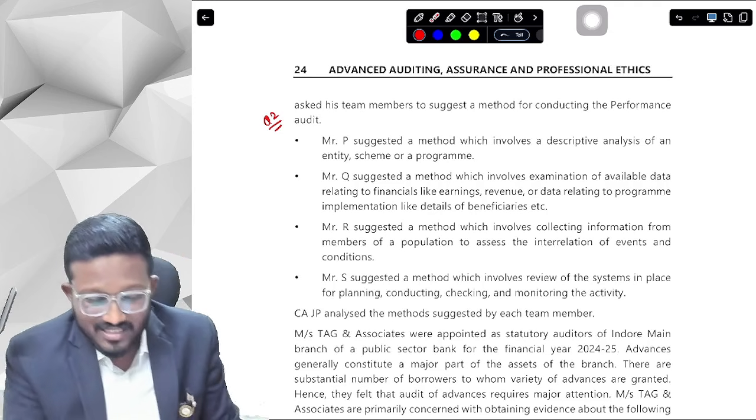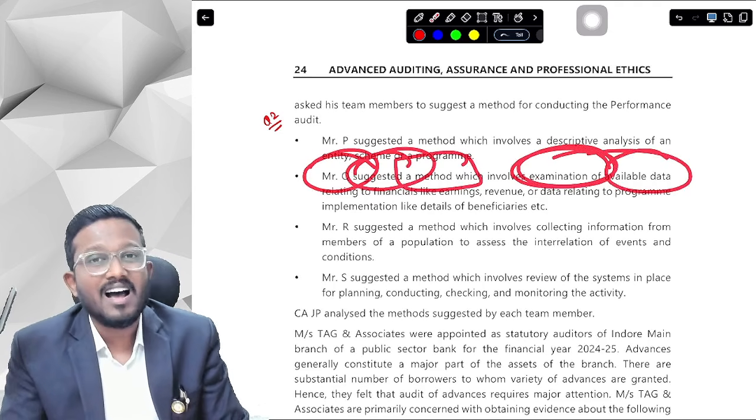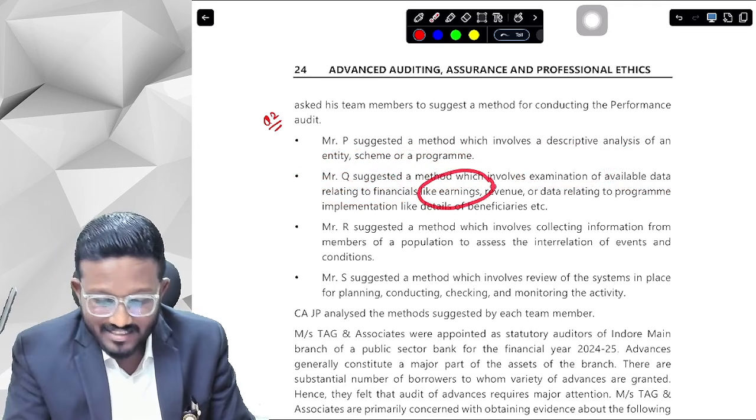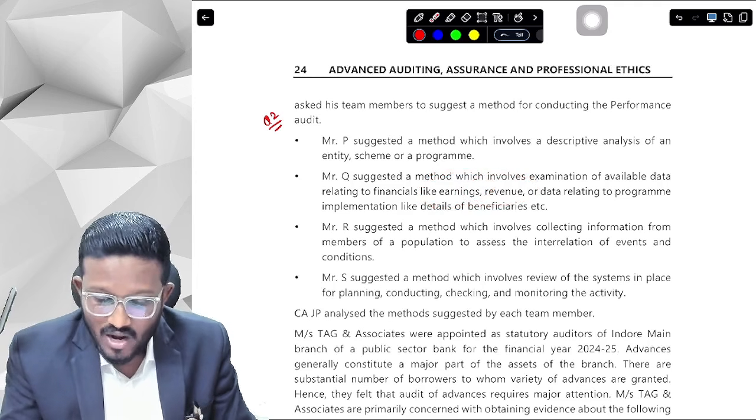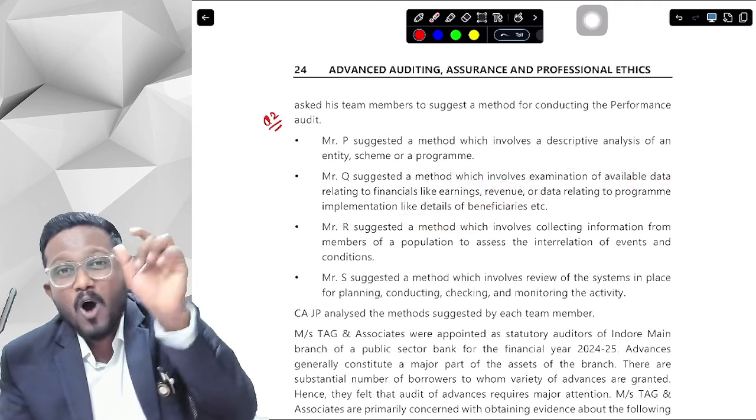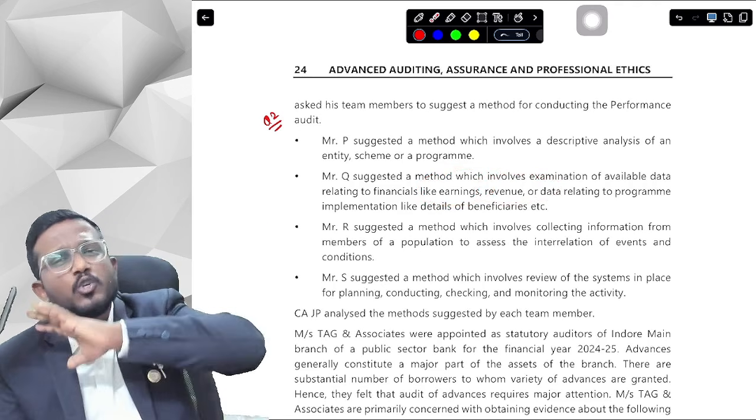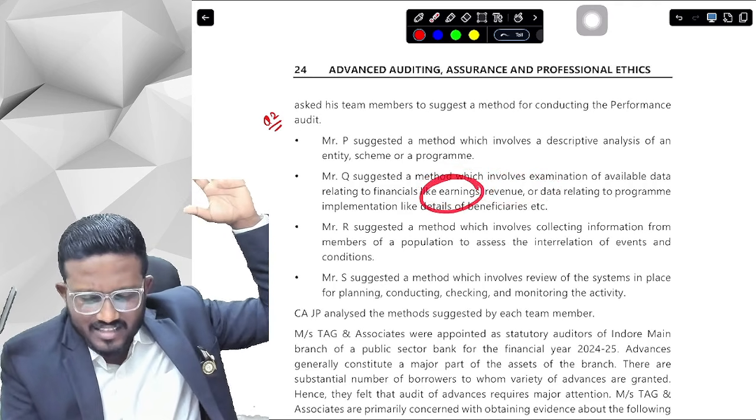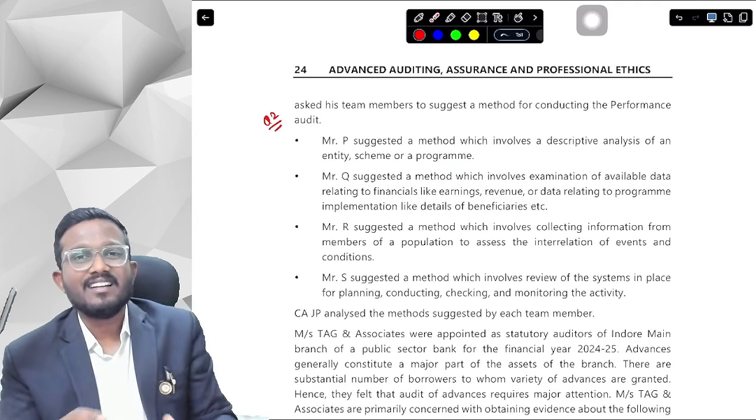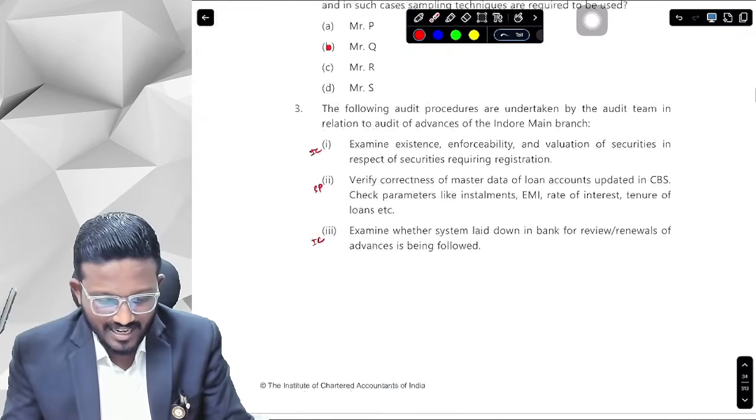But here Mr. Q has suggested a method in which we are examining the available data relating to the financial statements. What are we examining? We are examining the earnings, the revenue, the data relating to the program implementation, the details of beneficiaries. Now we know that earnings and revenue have a huge amount of data. There is a huge amount of transactions in earnings and revenue, and we will not be able to test the entire data. So here we will have to apply the sampling techniques. Okay, yes sir. So in Mr. Q's case, we'll need to apply the sampling technique. So here Mr.